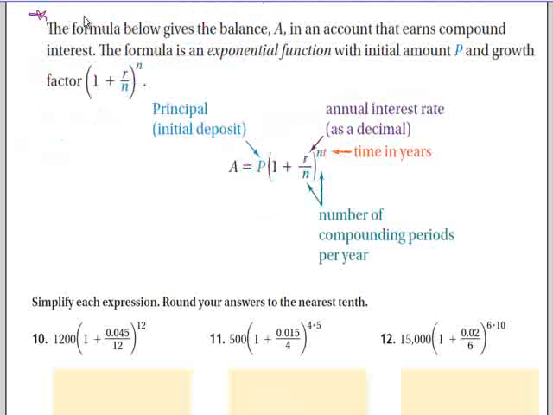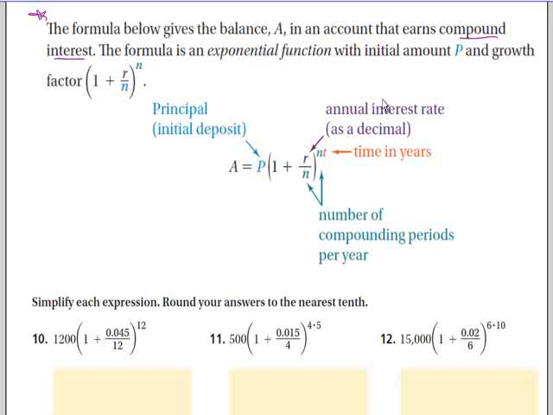Alright, using these formulas, a big thing that we use exponentials for is compound interest. So the formula below gives the balance A, so we're going to set it equal to A. The balance is what we end up with in an account that earns compound interest. The formula is an exponential function, so that's why we start dealing with it. You talk about a real life example, here you go.